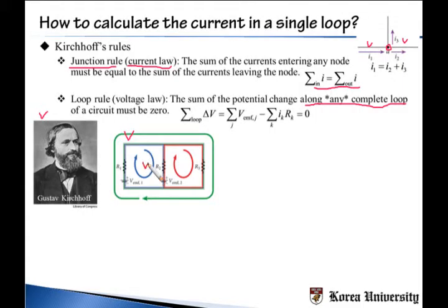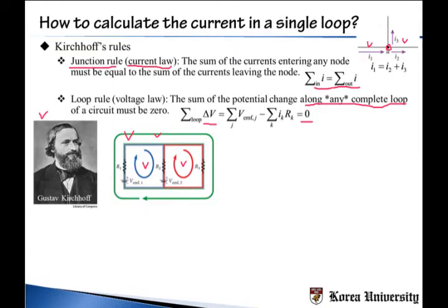In the example shown here, there are 3 different complete loops: the first one on the left side of the circuit, the second on the right side of the circuit, and lastly, if you go around the perimeter of the circuit. These are examples of complete loops. Whichever you choose, this loop rule must always be satisfied. So you go around the loop, find any potential change you come across, make a summation, and then you will get 0.